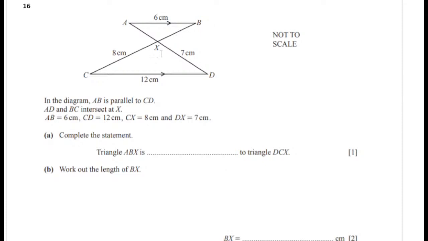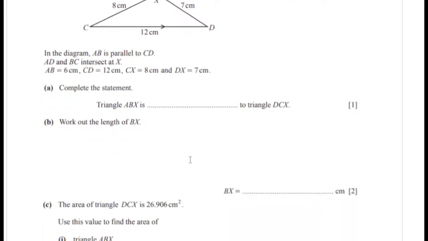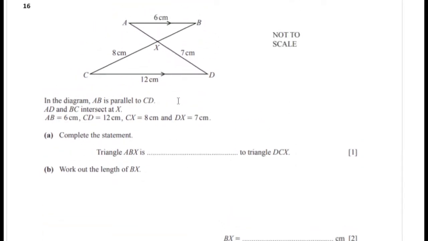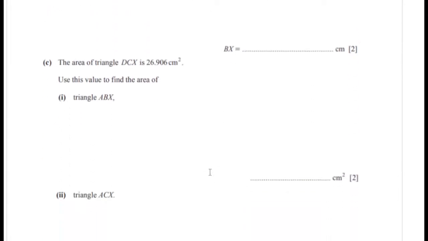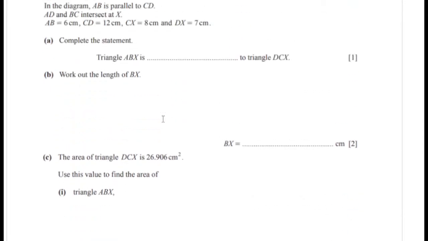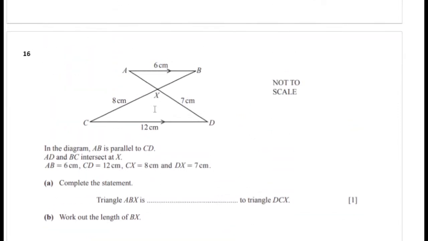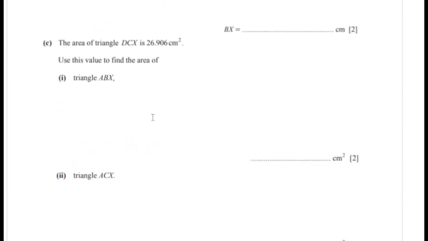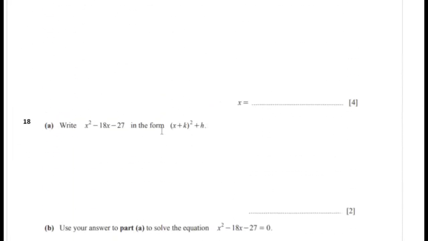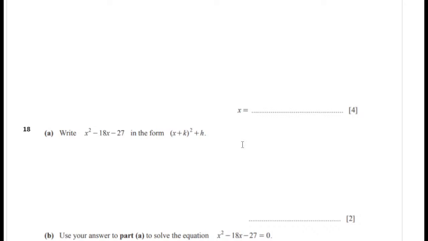Now here again it's simple. Triangle ABX is similar to triangle DCX, right? Work out the length of BX. So as the two triangles are similar, their corresponding sides are in ratio. You can find out. Now area of DCX is given. You have to find the area of these triangles. So once I get the area of DCX, for two similar triangles, their areas are in the ratio of the squares of their corresponding sides. So using that concept you can easily find this. Okay, now write this in the form of (x plus k) the whole squared plus h.